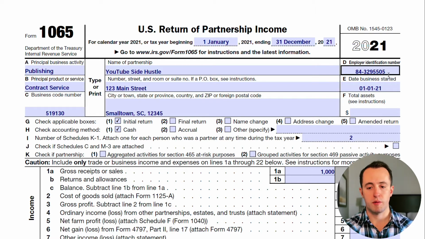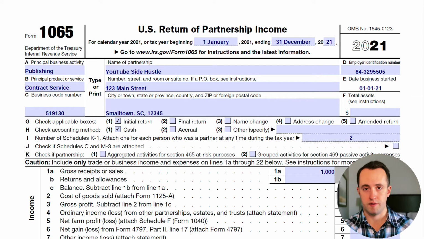Item D, what is your employer identification number? You're going to receive this from the IRS when you first establish your business. Item E, when was the date that the business started? For this example, we're going to say it's January 1st of 2021. Item F, total assets. The majority of people do not have to worry about filling that in, but we will address whether or not you do have to fill that out on page 2 of the 1065.